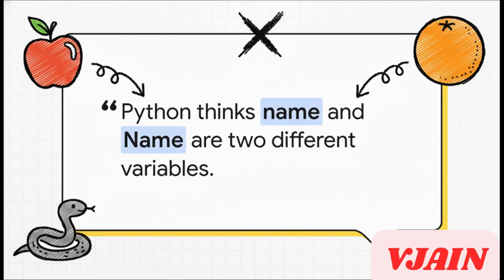Look at this. To you and me, name with a little n and name with a capital N are pretty much the same word, right? But in Python's world, no way. They are as different as cat and dog. They are 2 totally separate variables that can hold 2 completely different pieces of info.